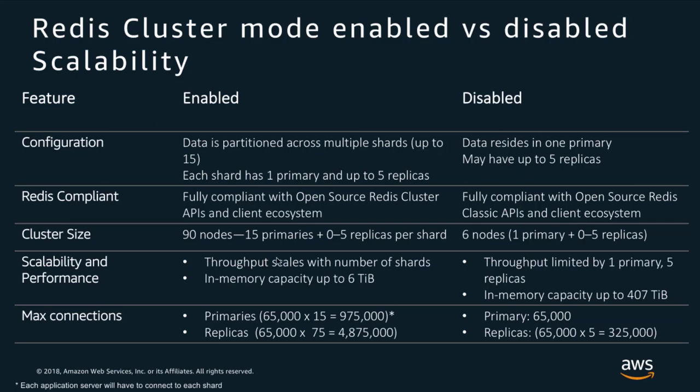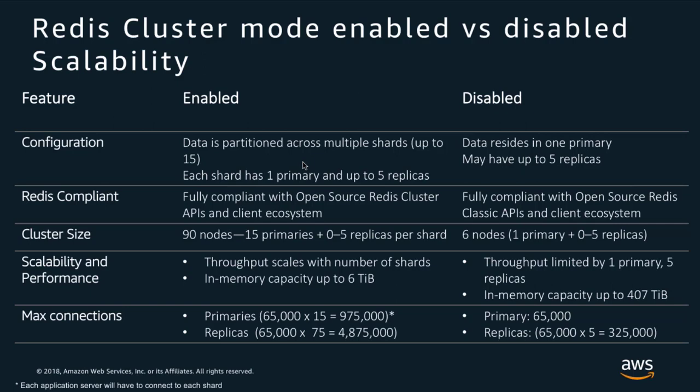With cluster mode, as we talked about, you can scale your configuration up to 90 nodes, and this comes from the 15 shards or 15 partitions on primaries that we talked about, and up to 5 replicas for each primary. That allows you to scale your cluster to up to 90 nodes. This offers you higher in-memory capacity. It provides better throughput in terms of scaling both your reads and writes, and it also supports a higher number of connections across the primary as well as replicas.